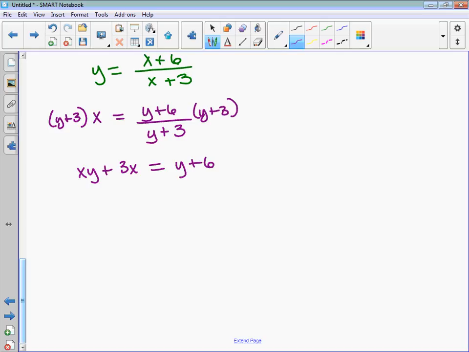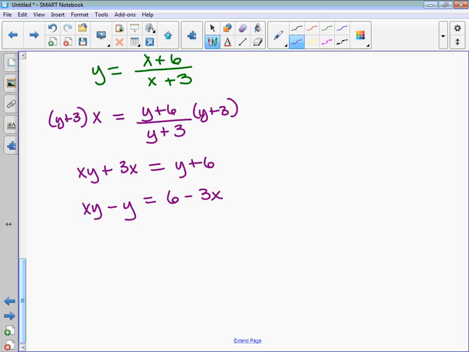This is where you have to remind yourself, what variable are we solving for? Y. So I want everything with a y on one side and everything without a y on the other side. So I'm going to leave my xy there. I'm going to bring over the y from the other side. Over here, I'm going to leave the 6 alone and bring over the 3x. So take a second, look at that, make sure that makes sense. You with me still? Okay.